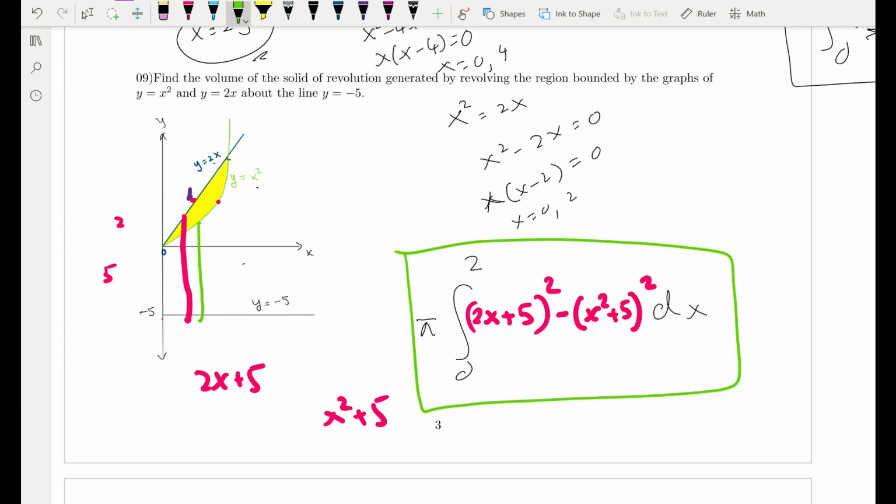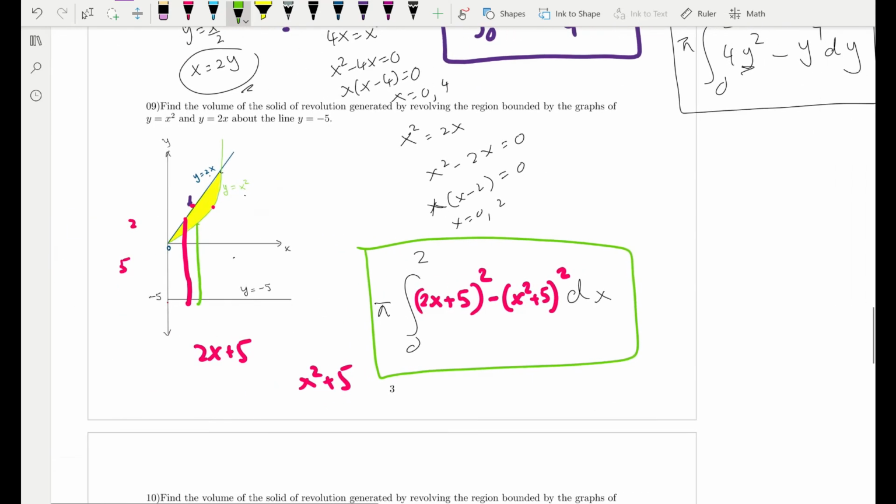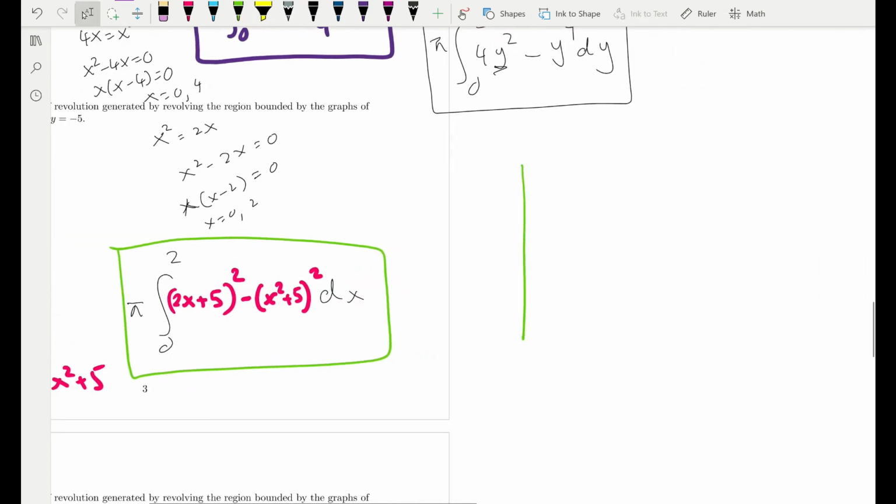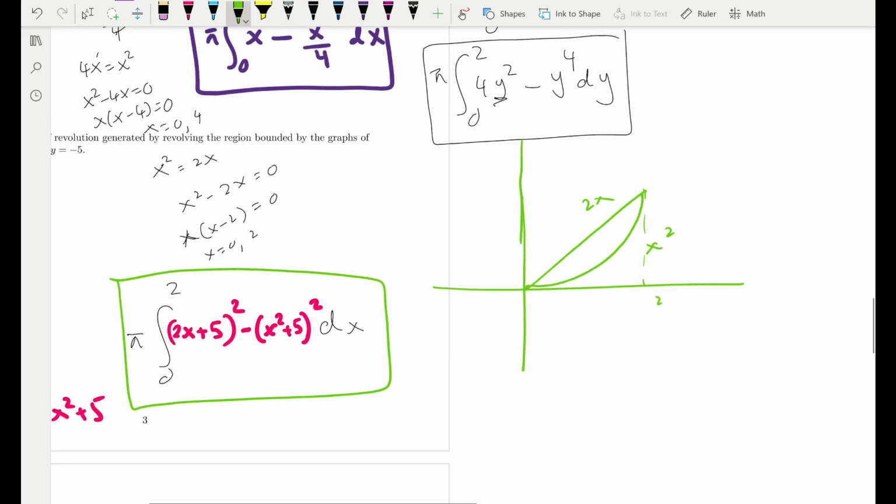Now I'm going to change the question a bit. Now let me draw this graph again. So it's the line here, x squared, this is 2x, and here it's 2, that's the intersection point. Now how about if we rotate this around y equals 7, not y equals -5, y equals 7.